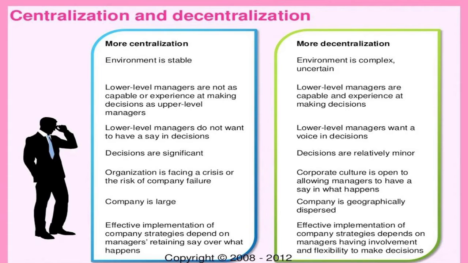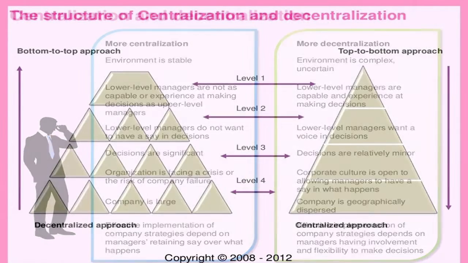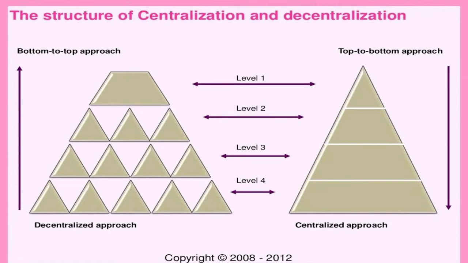Effective implementation of company strategies. So here, in centralization, decision making is with the company owner, one person only. He will pass the rule, and everybody has to abide by that. Effective implementation of company strategies depends upon managers having involvement and flexibility to make decisions. Here, decision making is taken by the next level, and sometimes they may follow or they may not follow.